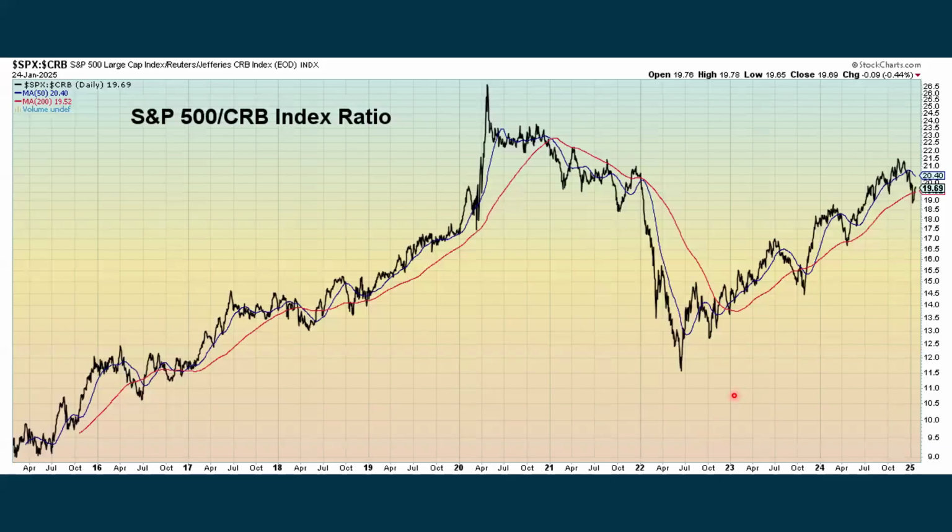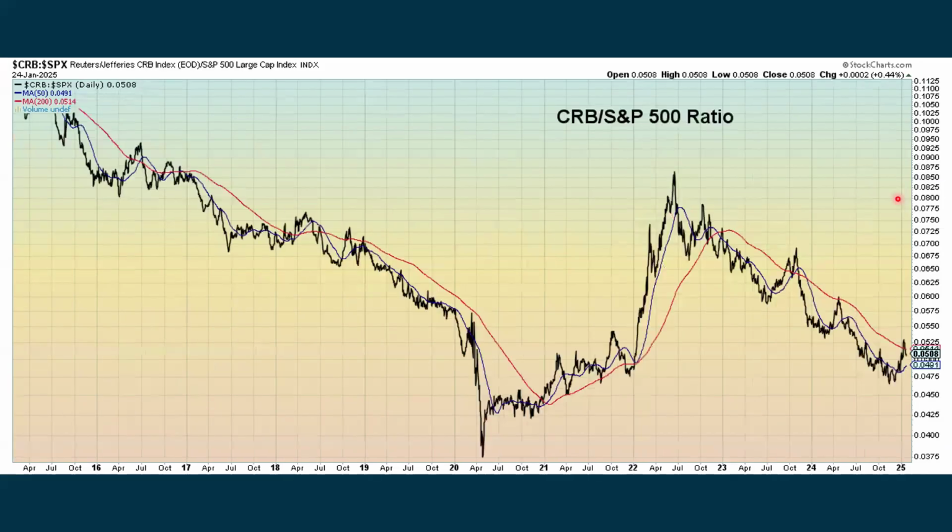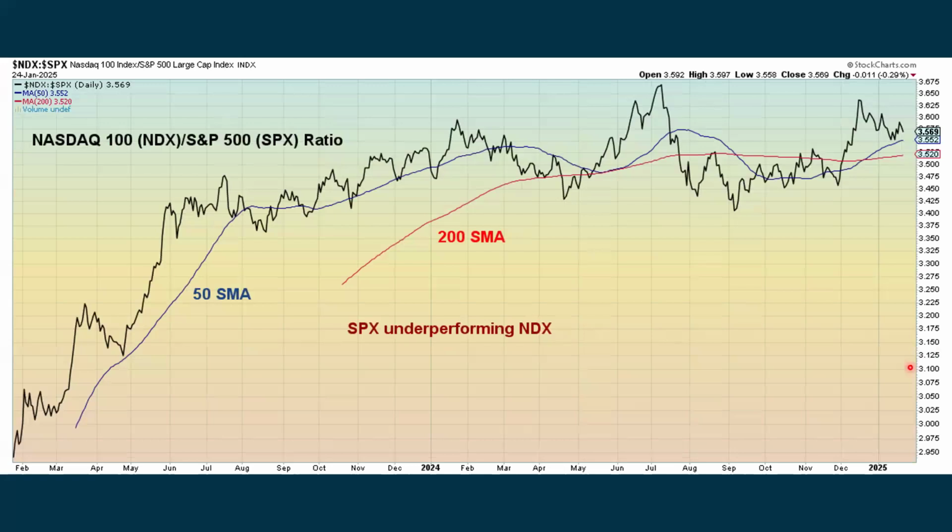Stocks continue to outperform commodities, even though they've been pulling back and actually fell under the 200-day moving average with this ratio. But we'll see if that is showing some improvement. Here's an inverse of that same thing, how commodities are underperforming stocks, bouncing back up, but now possibly coming back down with the ratio.